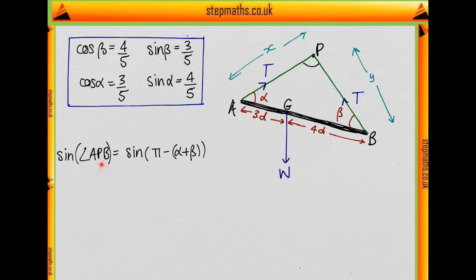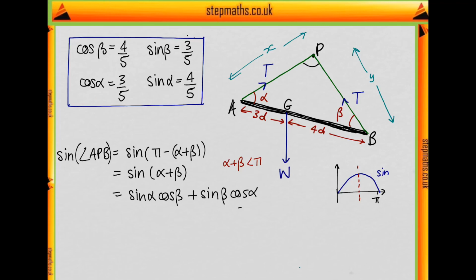So sine of angle APB is sine of pi minus (alpha plus beta). And remember that alpha plus beta is acute and less than pi, in fact, because it's in a triangle. And if we look at the sine graph, we see that it's symmetrical about pi by 2. So doing sine of pi minus (alpha plus beta) will just simply give us sine of (alpha plus beta). And if we expand this out using compound angle formulae, we get sine alpha cos beta plus sine beta cos alpha. And that's perfect because we know the values for each of these individually.